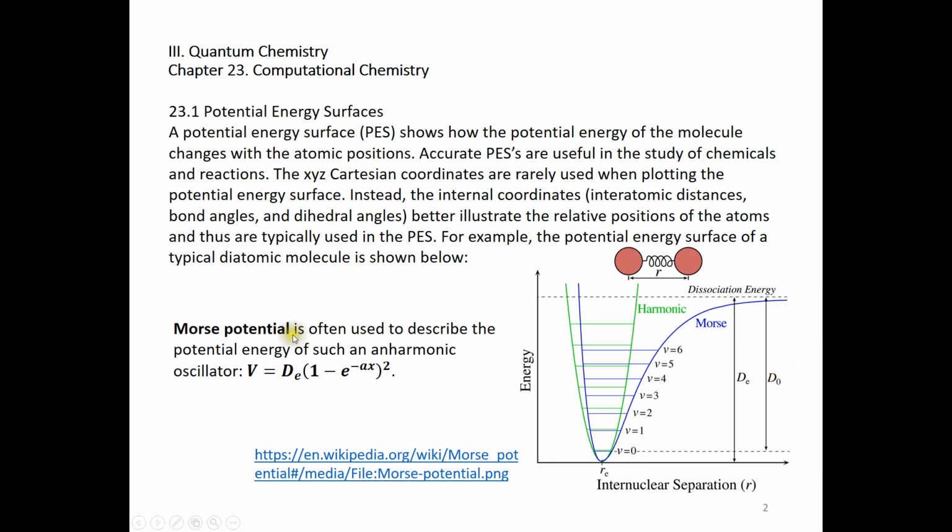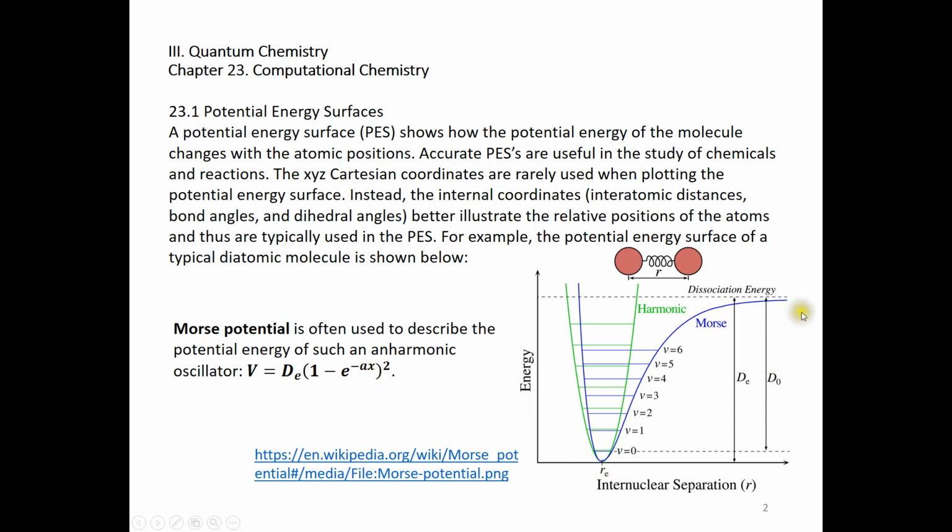The Morse potential can be written as a mathematical equation. The potential energy is equal to D sub E, the depth of the potential energy well, multiplied by 1 minus e to the power of negative ax, squared. So you can see this x is the displacement of the bond length. When x is 0, that means we have the equilibrium bond distance. And then we have 1 minus 1 squared, it's 0. The potential energy is 0 when the displacement is 0.